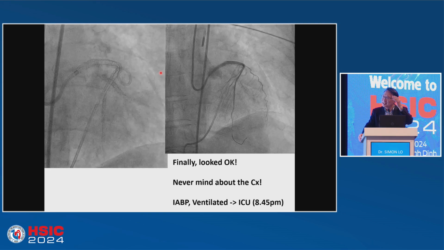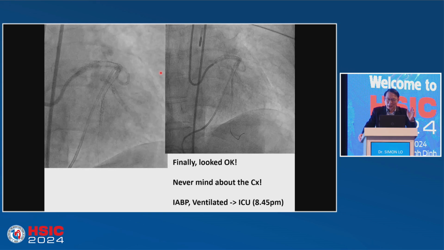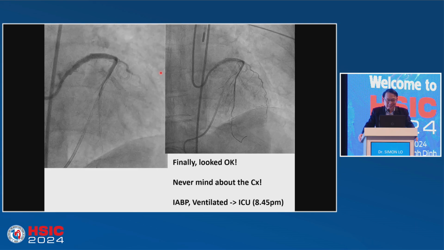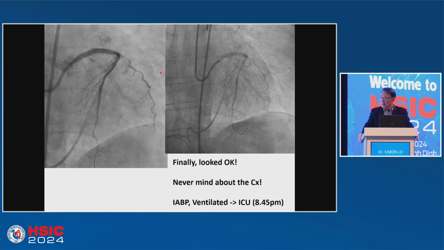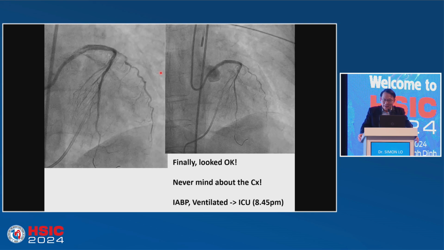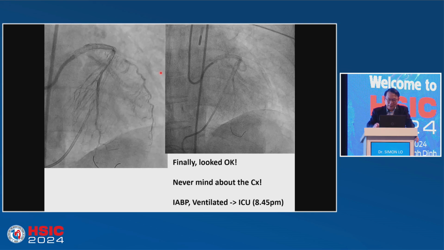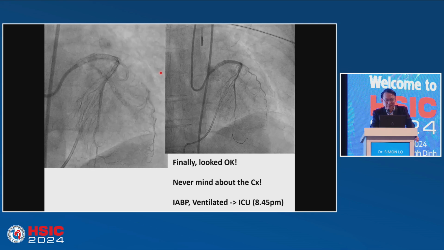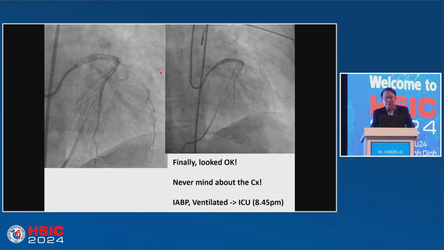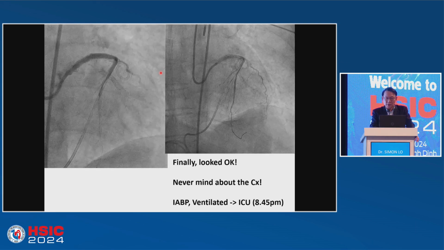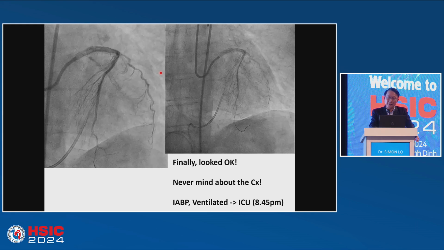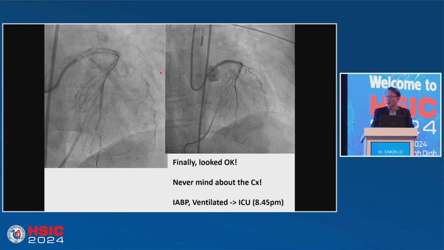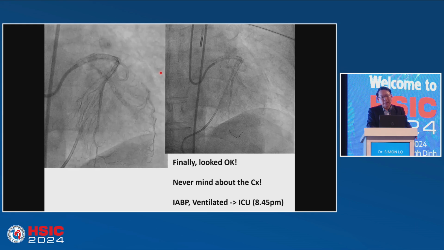Never mind about this circumflex, I said to the nurses, I remember. We have to save the LAD, okay? And you can see there's still a bit of function there, pumping action in the LAD territory. I said, never mind about the circ, we just wasted the circ, it's okay. And IABP was inserted, and the anesthetist was there during the resuscitation. She was already ventilated, and we transferred her to the ICU at 8:45 p.m.